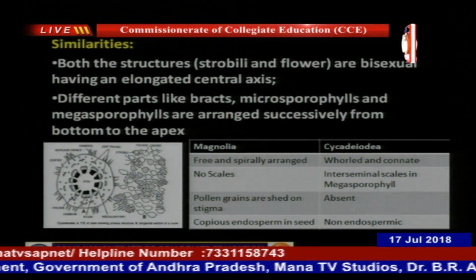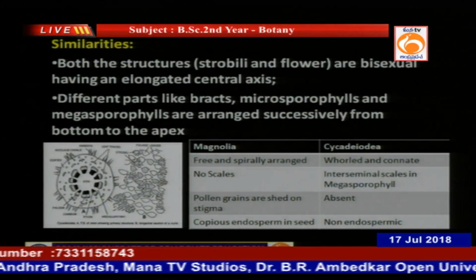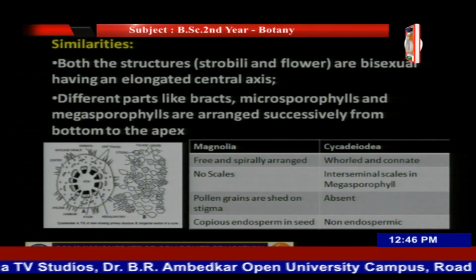So, both of them are bisexual. In both plants the thalamus is erect, conical and elongated, in which the bracts and sporophylls, that is microsporophylls or megasporophylls, are arranged from bottom to apex. But there are several differences in the morphology. In Magnolia, the stamens are free and arranged spirally. In Cycadeoidea, they are connate and arranged in a whorl.